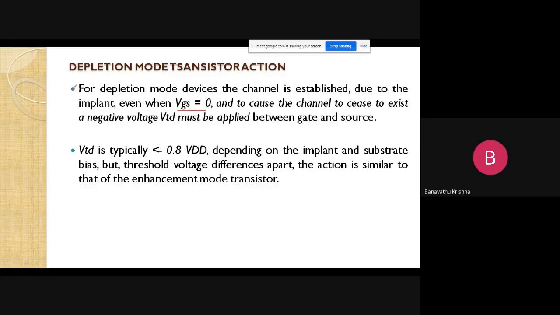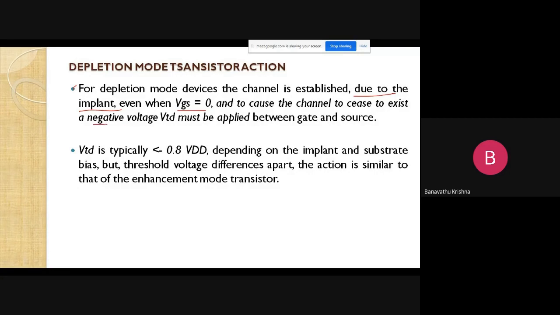Let us see the point here. For a depletion mode device, the channel is established due to the implantation that occurs in the manufacturing stage, even with VGS equal to 0. And to cause the channel to cease to exist, a negative voltage VTD must be applied between gate and source. Then only the device will change from depletion mode into enhancement mode.